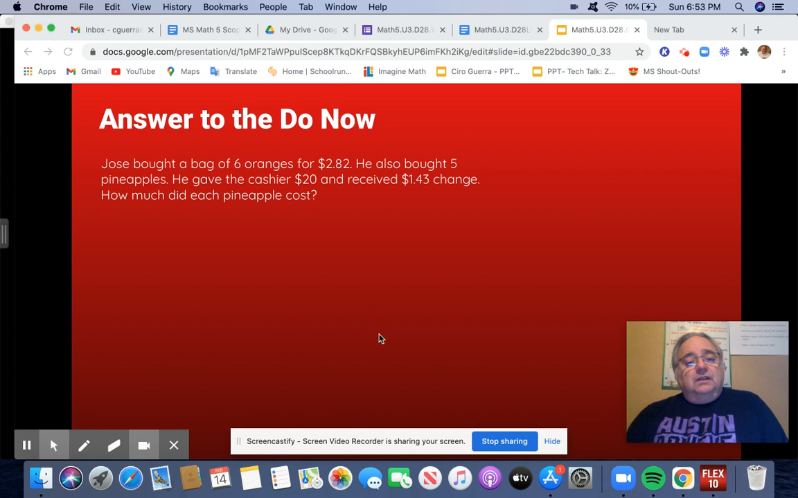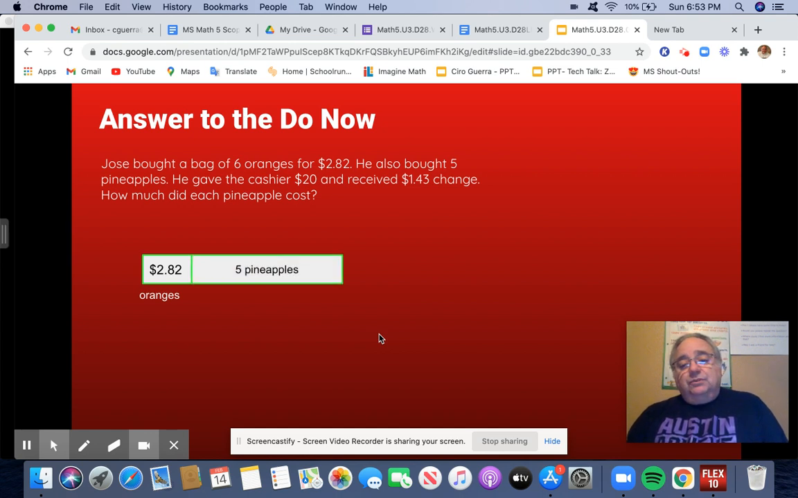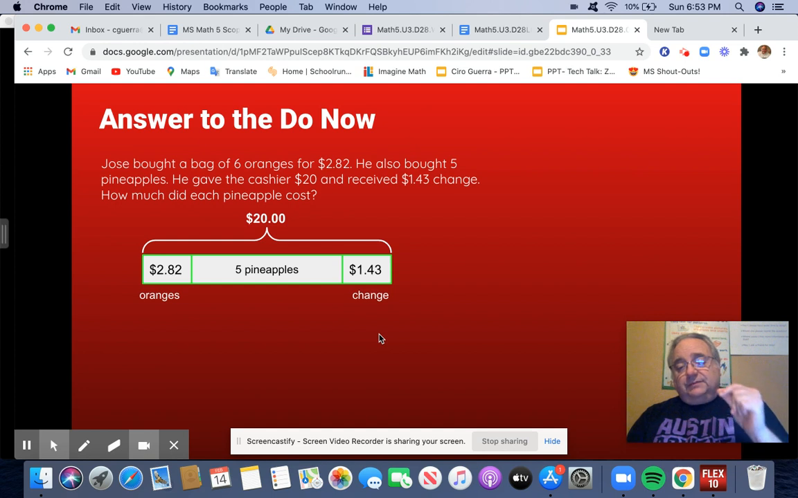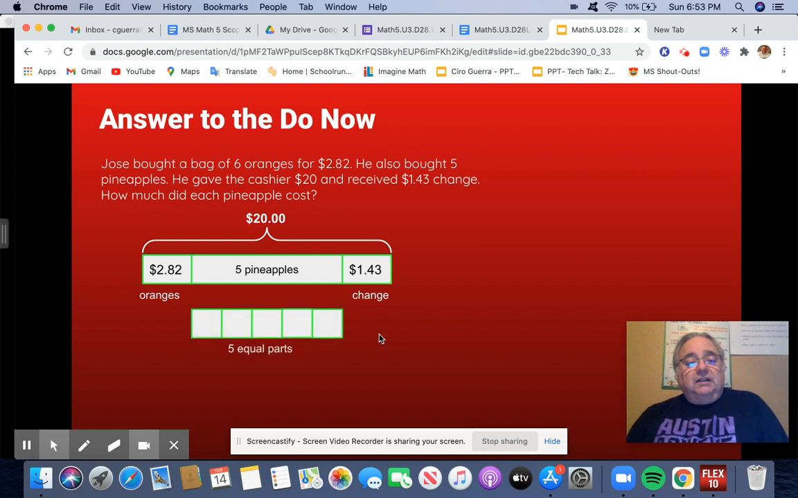So he spent $2.82 on 6 oranges. He also bought 5 pineapples. He gave the cashier $20 and he received change of $1.43. So what do we have to do? Excellent. Create an equation. Once we create an equation, we take the $20 we gave him minus what we spent and the change we got back, and that will let us know how much it costs for the pineapples.